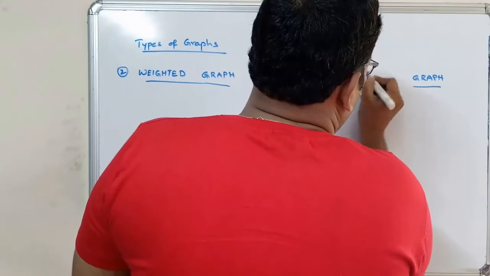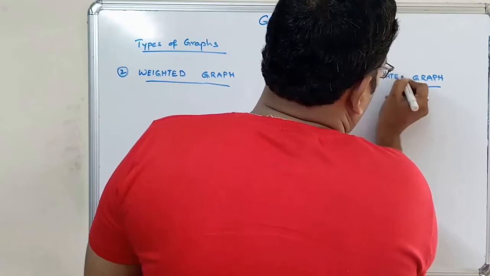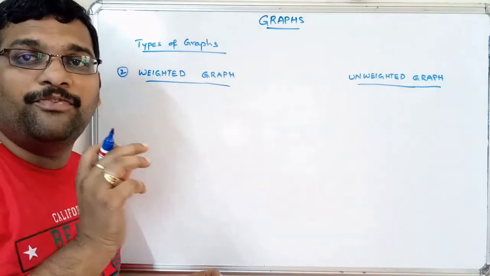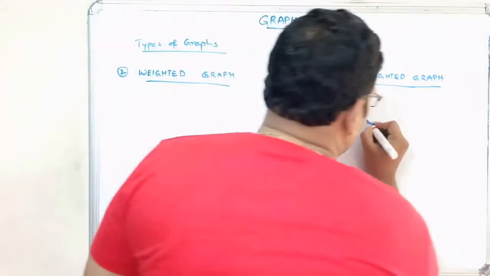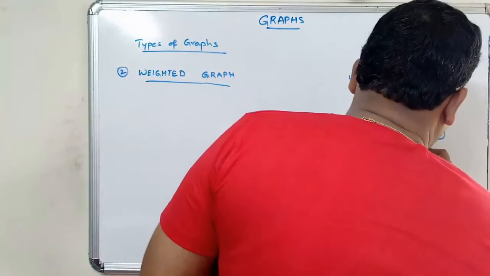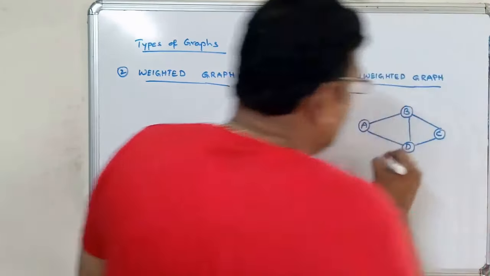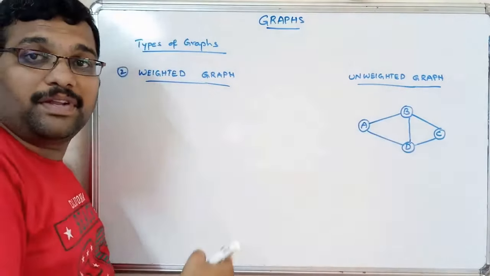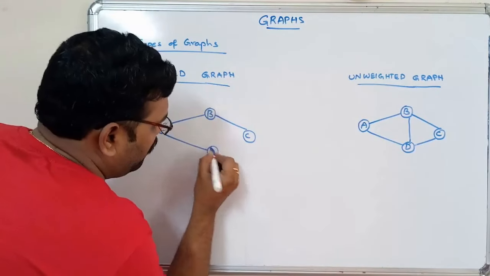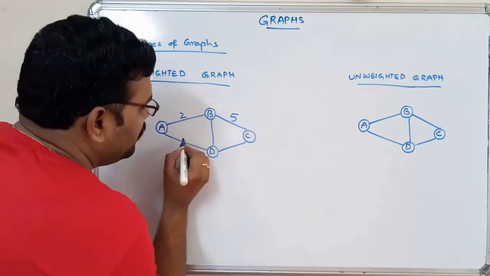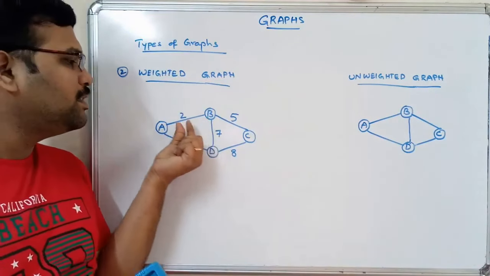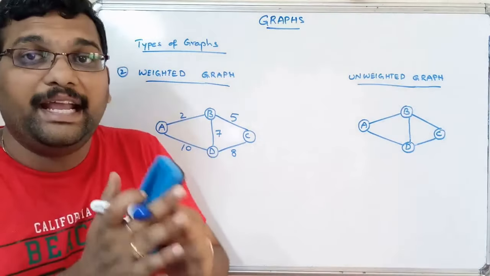Weighted graph and unweighted graph. Here we have to specify some weight or a cost for the edge. It may be either a directed graph or undirected graph. In this one there is no cost specified for the edge. Here we can specify some cost for every edge. In order to travel from A to B, the cost is 2. That means here we are specifying some weightage for every edge.